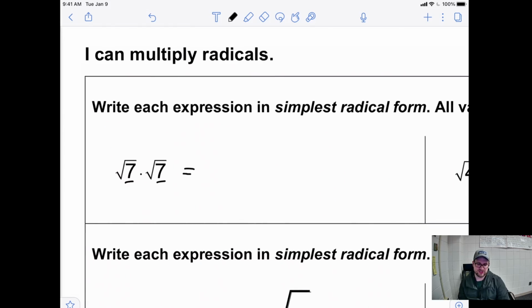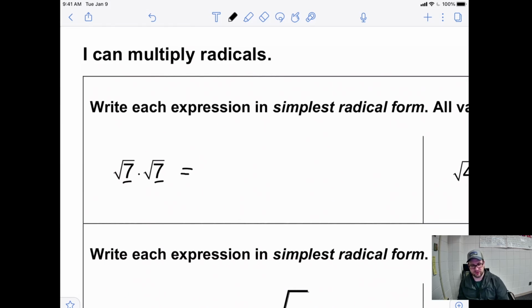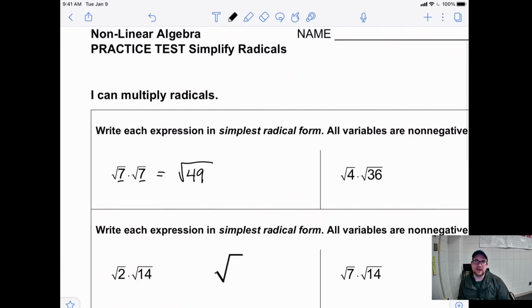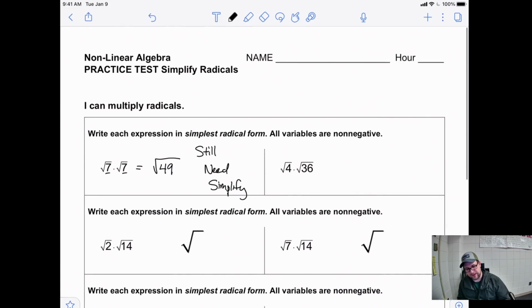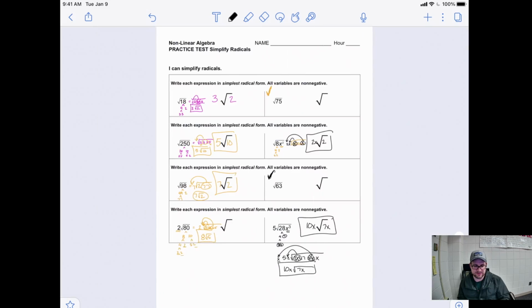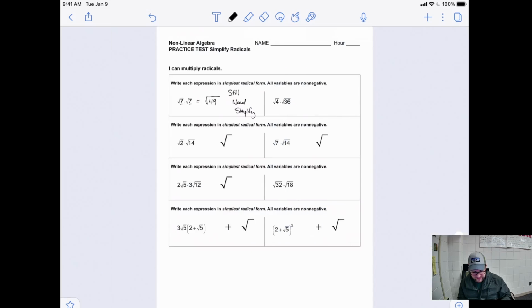So in this situation, the square root of 7 times the square root of 7, that's going to give us the square root of 49. Now, just like always, you need to simplify this, ladies and gentlemen. Still need to simplify. When I get to a problem like this, I'm not going to simplify it for you right here today. I know you know how to do it. We just practiced it. Use the same skills we were working on the first page.